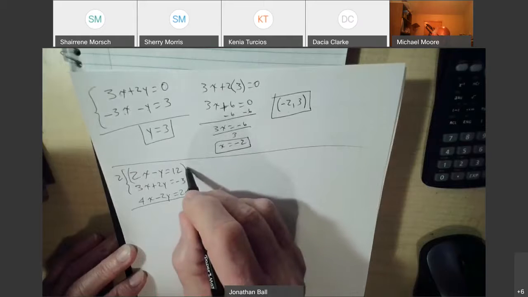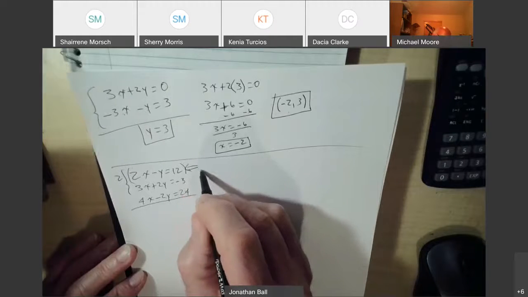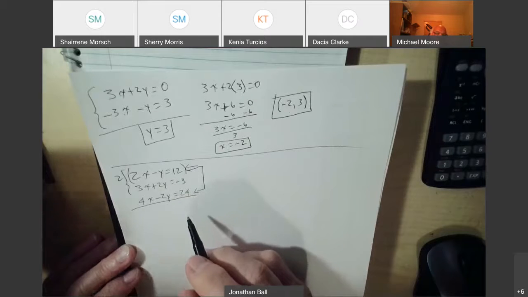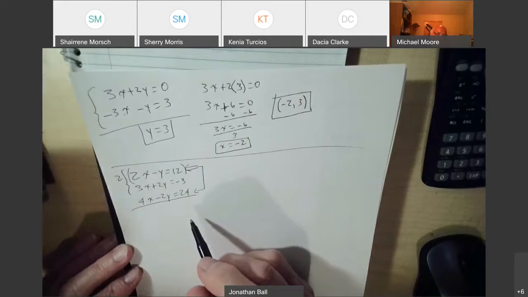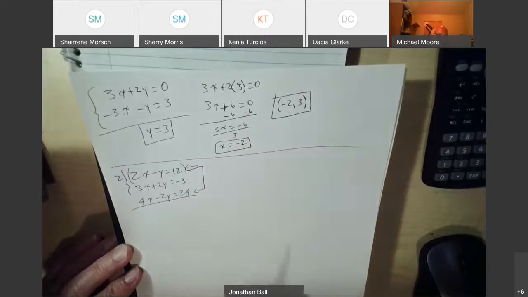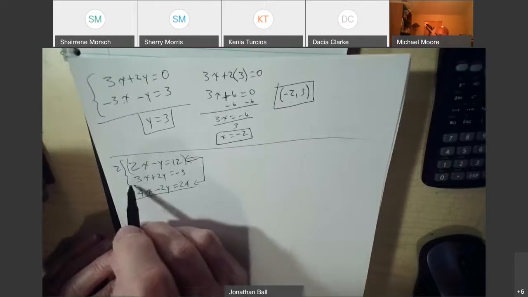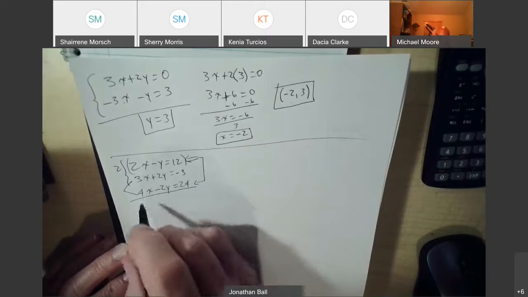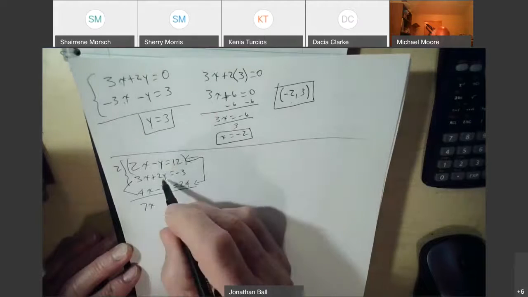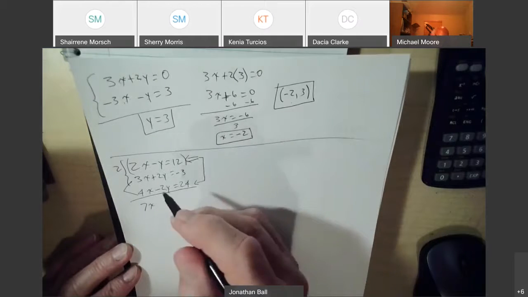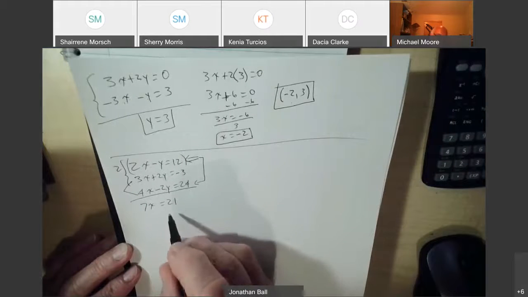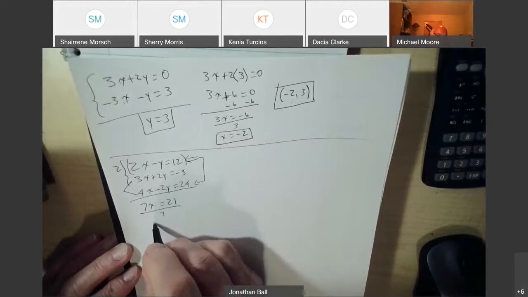Okay, now remember, this equation and this equation are the same. We just changed them a little bit. We didn't change the value of it any, we just changed the look of it. Now we're going to add these two together. 3x and 4x is 7x. 2y minus 2y is 0. 24 minus 3 is 21. Divide by 7, x is 3.